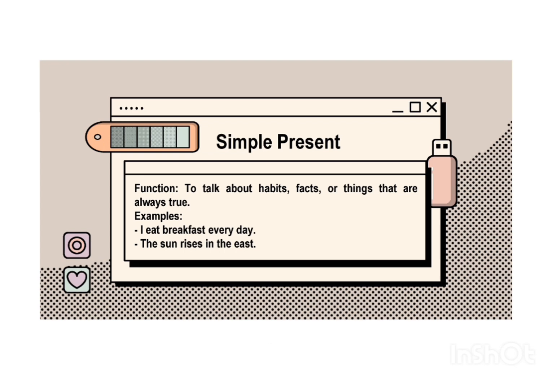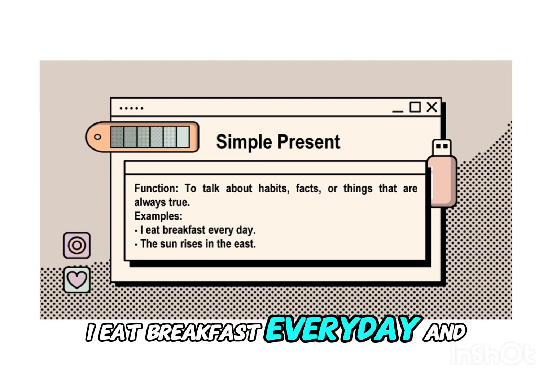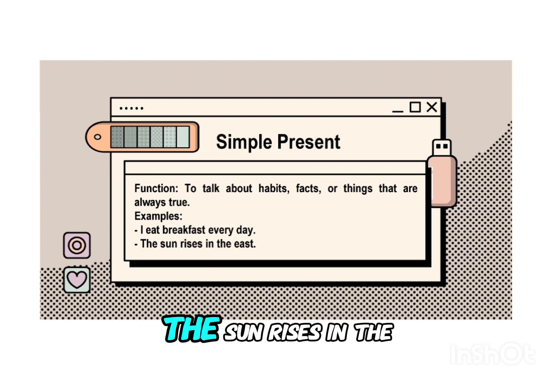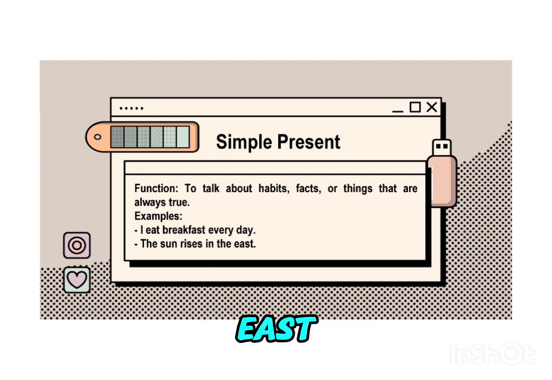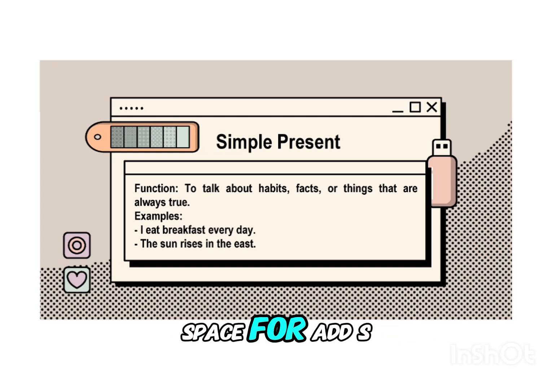So, for the example, I eat breakfast every day, and the sun rises in the east. That form is subject plus base verb, add s or es for the third person singular.